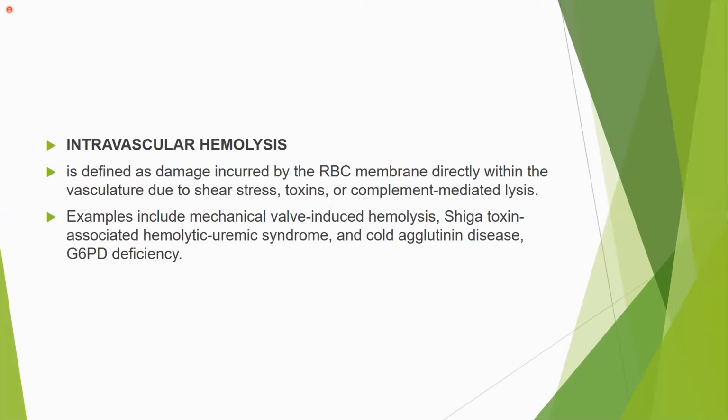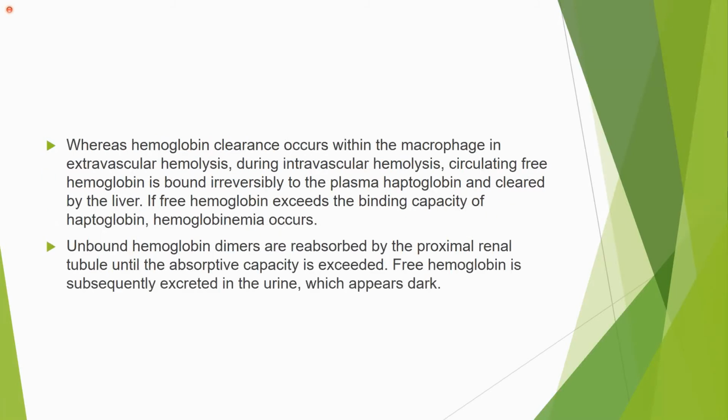Then the second one is the intravascular hemolysis, and it is defined as the damage incurred by the RBC membrane directly within the vasculature due to shear stress, toxins, or complement-mediated lysis. Examples include mechanical valve-induced hemolysis, Shiga toxin-associated hemolytic uremic syndrome, cold agglutinin disease, and G6PD deficiency. All these will take place within the intravascular compartment.